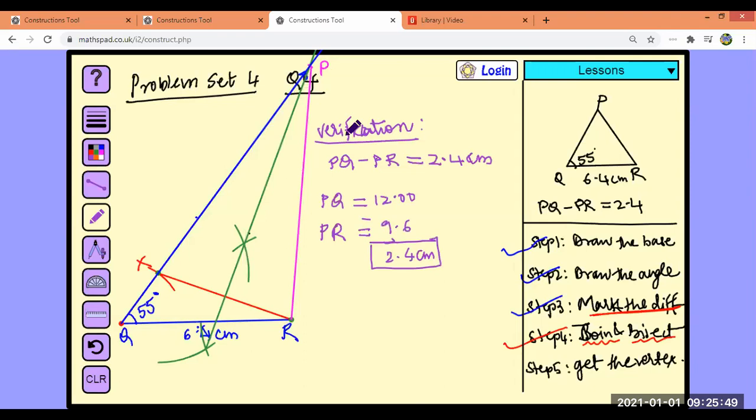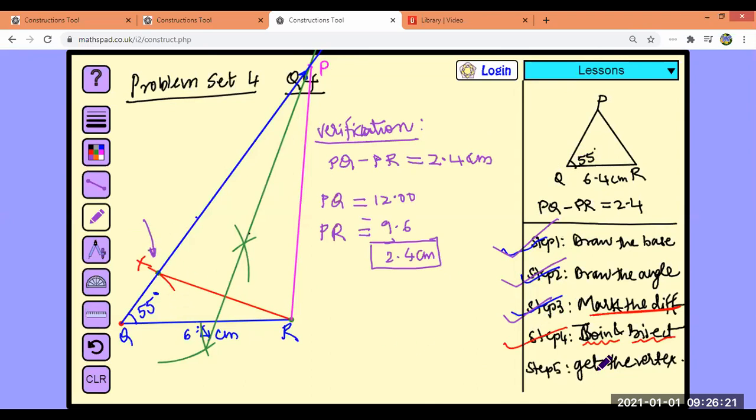Okay, so just for your knowledge, you can do this verification, and that is how we do the construction. So once again, let's recap how we did the construction of this difference problem. We are given the base, we are given the difference, and we are given one angle. We start with drawing the base, then draw the angle. Once you draw the angle, on it you have to mark the difference. So the difference was 2.4. Here you have marked the difference, this arc.